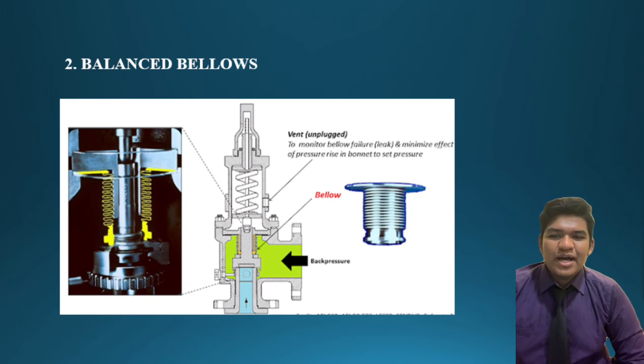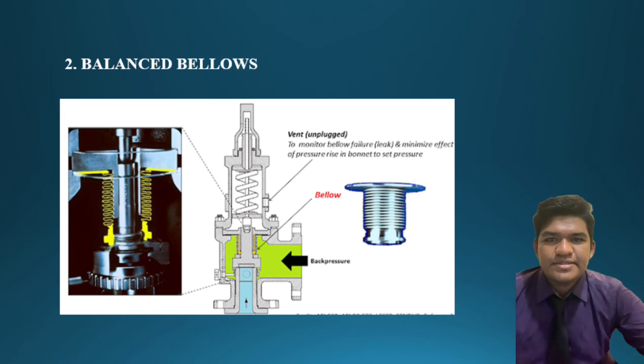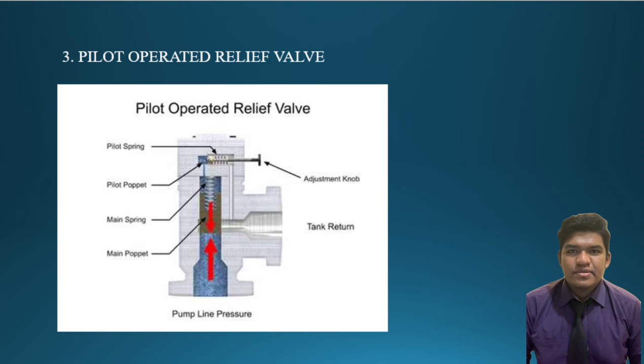Next, we go to how balance bellow works. Balance bellow is able to eliminate the impact of the back pressure because the pressure from the back pressure is applied to both sides of the bellow and is offset.